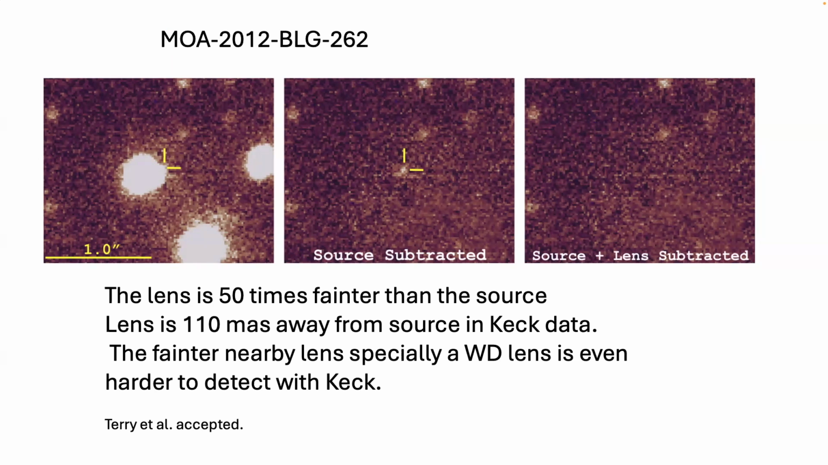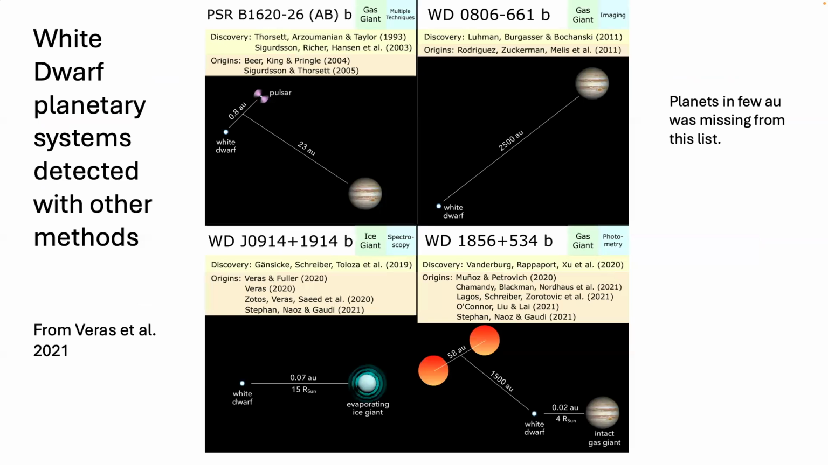So if we try to get something even fainter than this, so if it's a white dwarf lens, this will be very hard to detect with Keck. And with that, I would come to the point that until 2021, there were 4 planetary systems detected around white dwarf stars. And all of this, you can see the different techniques. It was not microlensing. And the distances are 23 AU, 2500 AU, 1500 AU, and 0.07 AU.